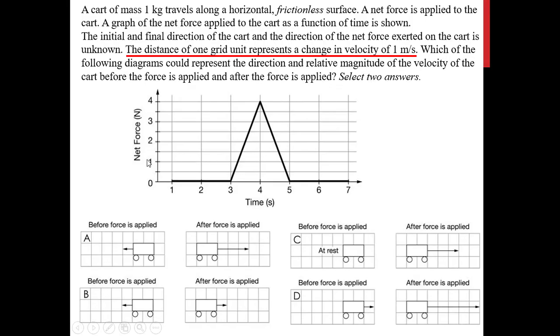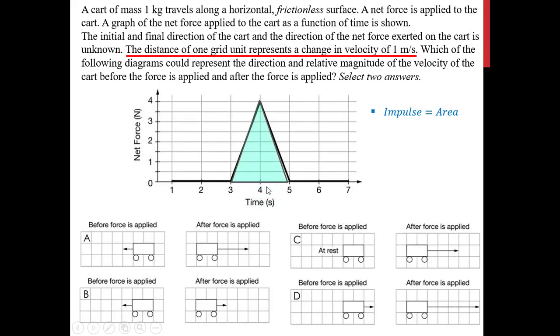Essentially here you're given an impulse graph, a force versus time graph. The one thing that you can extract is the area underneath the graph, which tells you impulse. The mass of the cart is 1 kilogram, and of course it experiences some sort of impulse, which suggests that there's some sort of force acting on it. So how do I figure out which answer choices match this graph? The first thing you should do is recognize that impulse is the area underneath this F versus t graph.